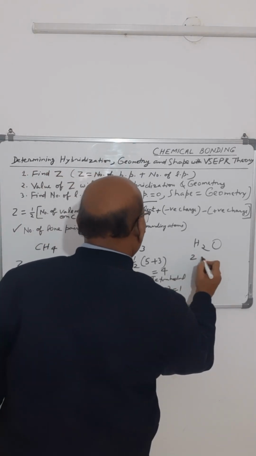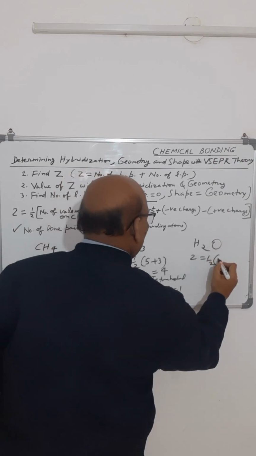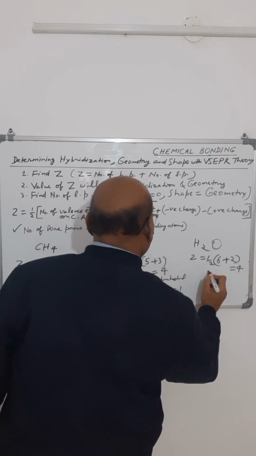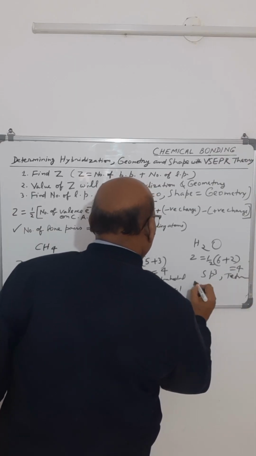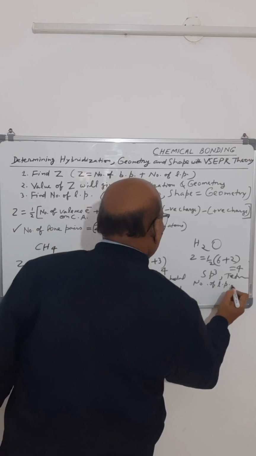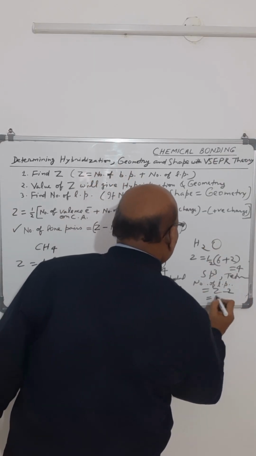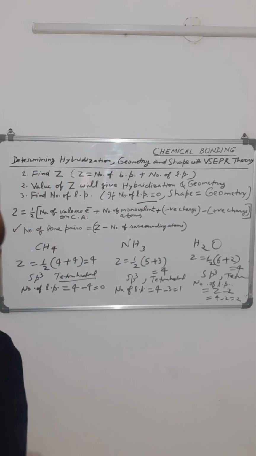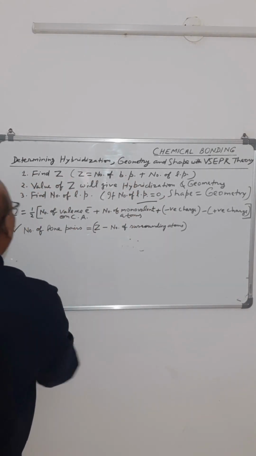अब water में देख लेते हैं, H2O में Z equal to half into number of valence electrons on central atom, which is oxygen. So it is 6 plus number of monovalent atoms 2. So it will be 4. So hybridization is again sp3. Geometry is again tetrahedral. What about the lone pairs? Here lone pairs is Z minus number of surrounding atoms, which is 2. So we can say that lone pairs is 4 minus 2, that is 2. So 2 lone pairs are there. So shape will not be same as geometry. So how we will find out? Let us see how to find out the shape.